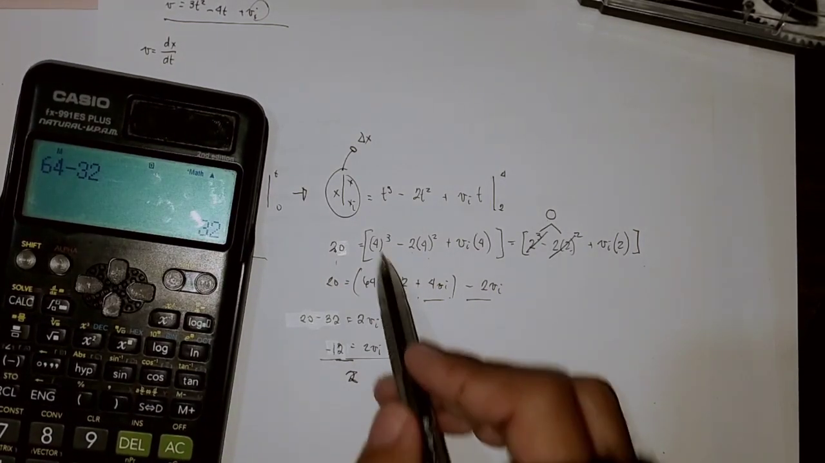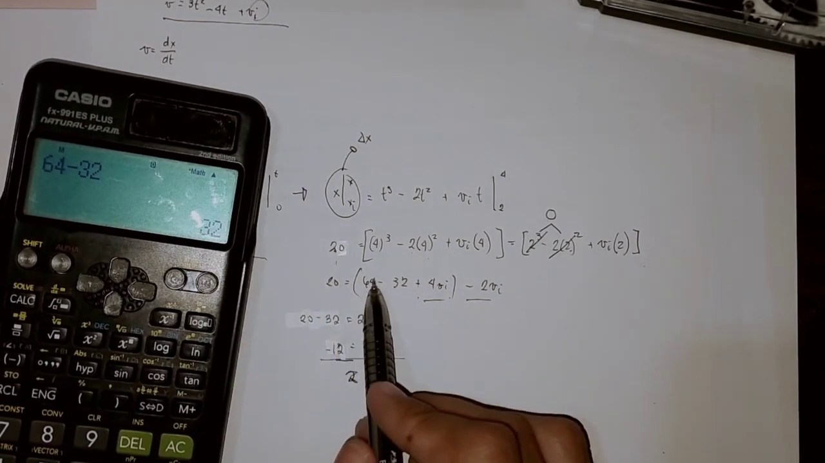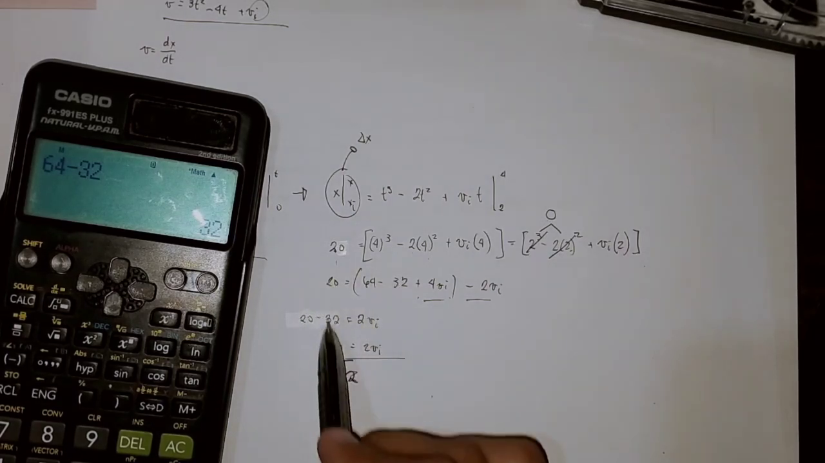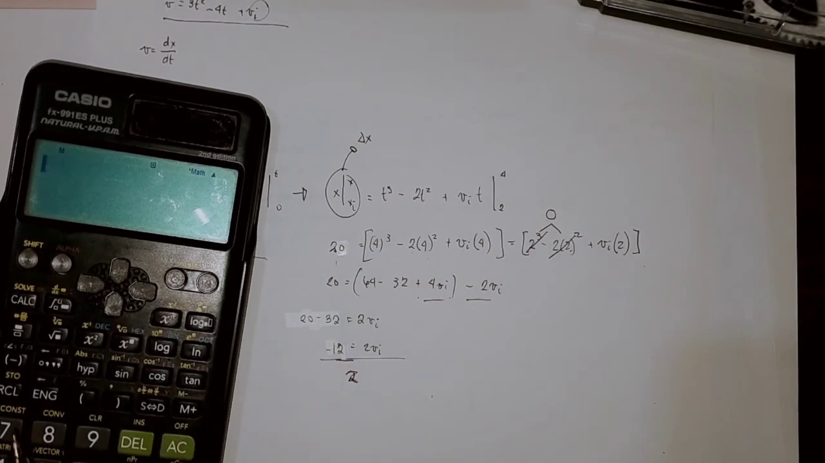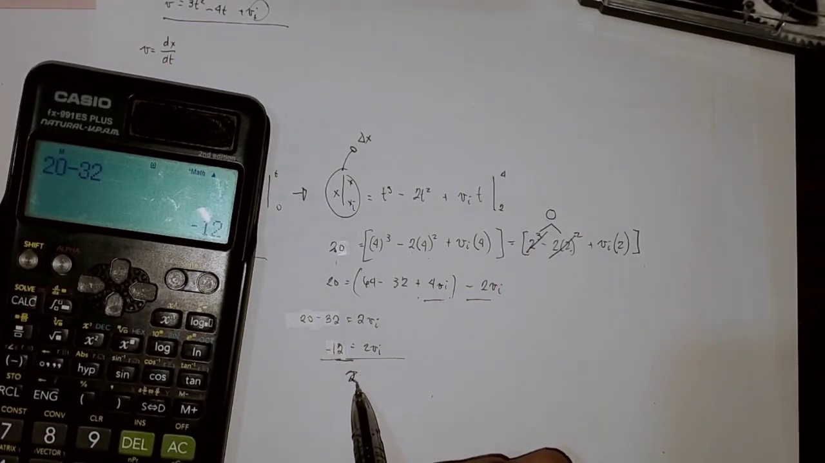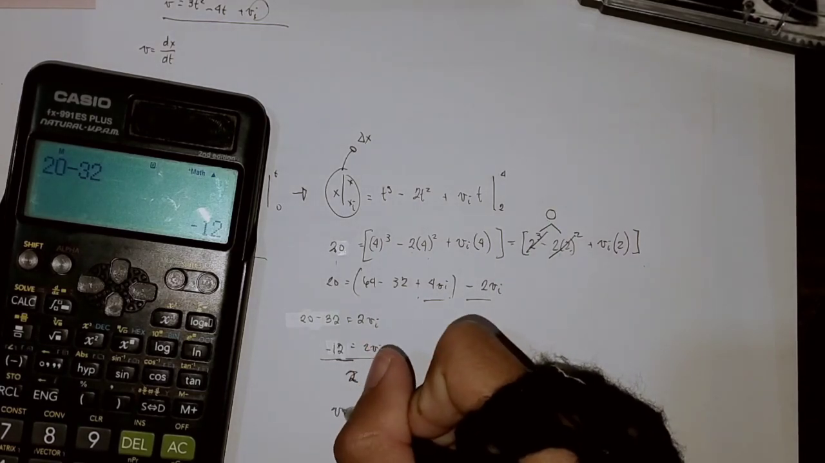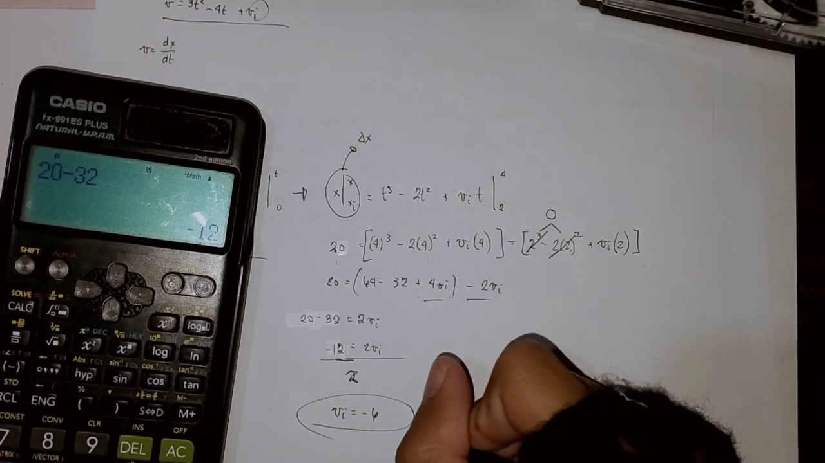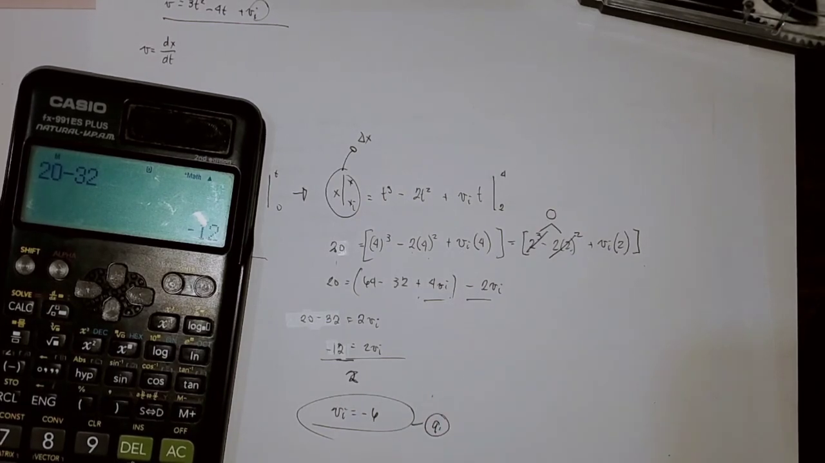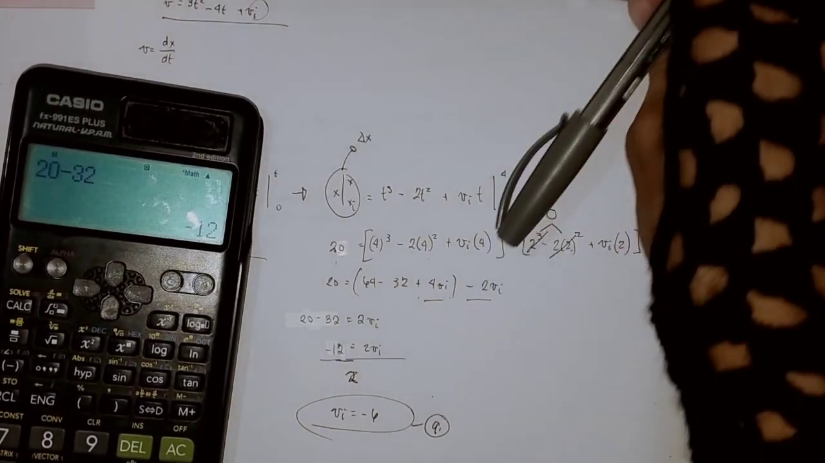And then we transpose it to the other side. This will become positive 32. Transposing it to the other side, we have negative 32, and then 2v initial. 20 minus 32 is negative 12. It's equal to 2v initial. Divide both sides by 2. We have v initial is equal to negative 6. This is the answer for our letter A. The initial velocity is equal to negative 6.